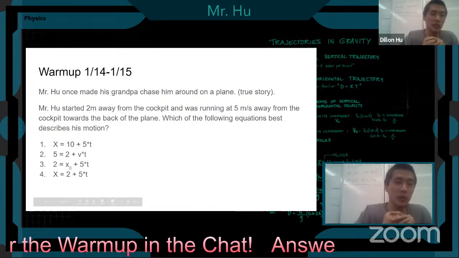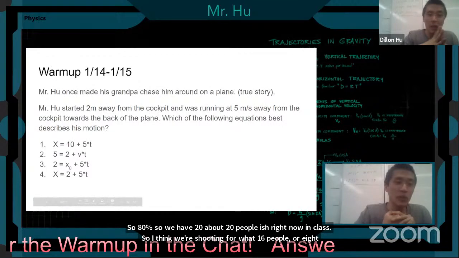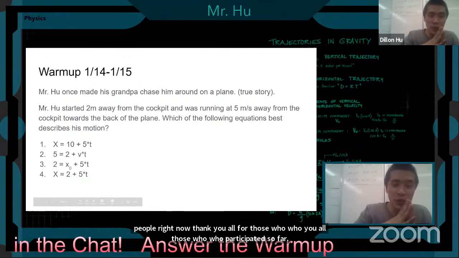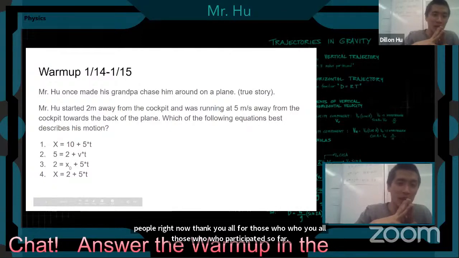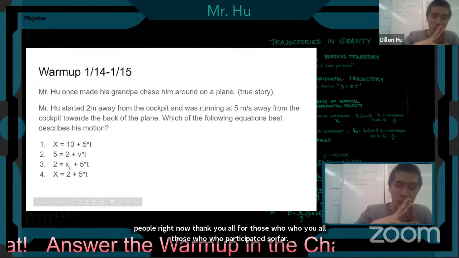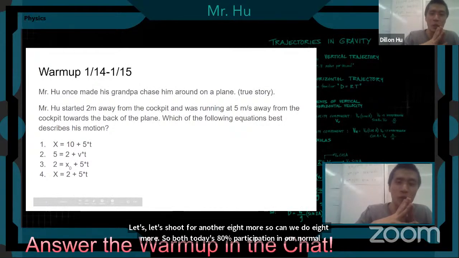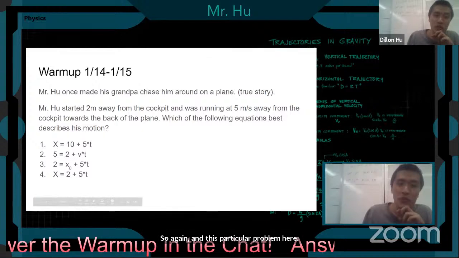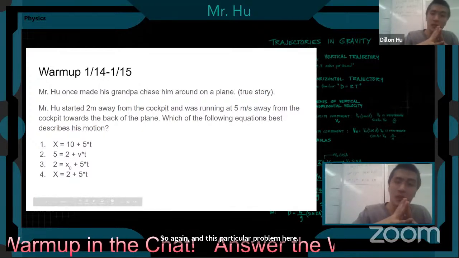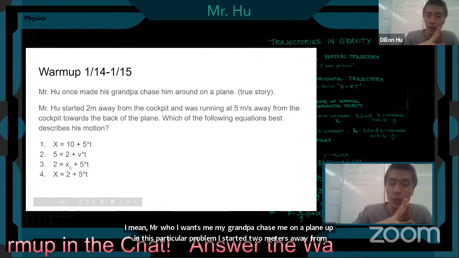Again, in this particular problem, me, Mr. Who, once made my grandpa chase me on a plane. I started 2 meters away from the cockpit and I was running at 5 meters per second away from the cockpit towards the back of the plane. I want you to answer which equation best describes my motion. We have 2 different choices so far and want to figure out which one fits best. We have 12 people who have participated so far. Thank you to those who participated.